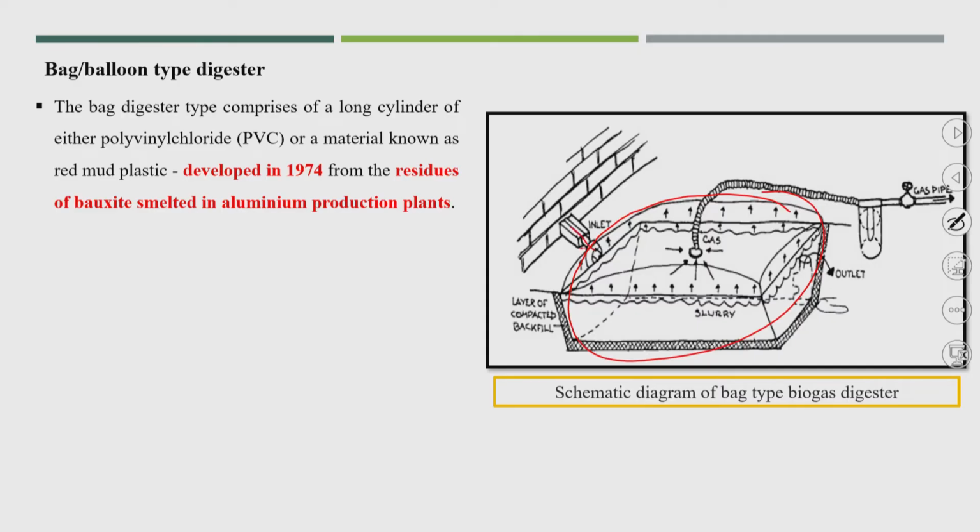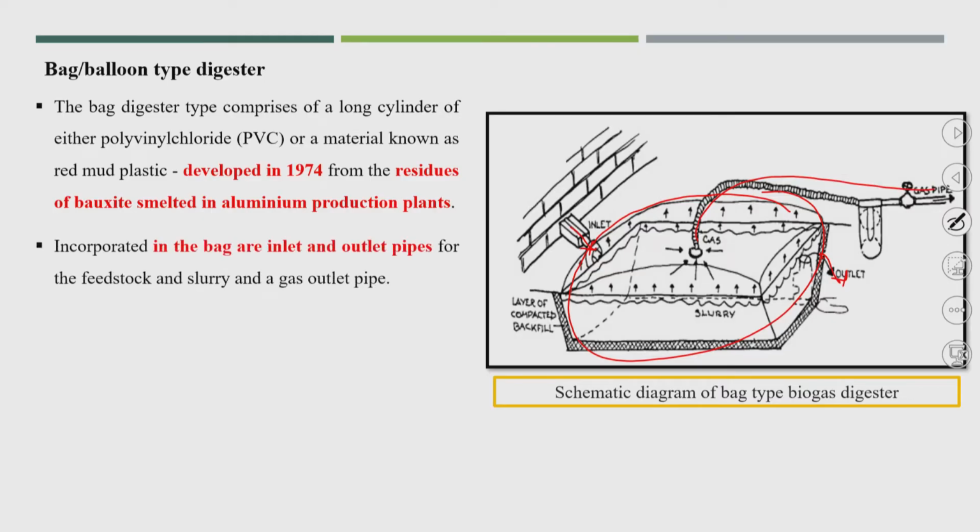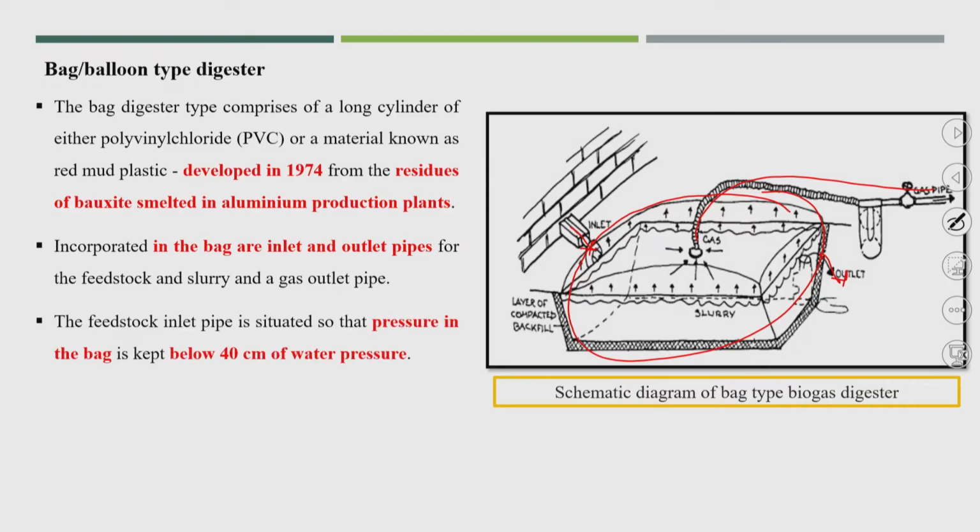So, here the waste will enter into the balloon and degradation will take place inside the balloon, and the gas will be produced, and there will be one outlet. From that, from time to time the gas will be collected. Also, this is only a simple digester. Incorporated in the bag are inlet and outlet pipes for the feedstock and slurry, and a gas outlet pipe. The feedstock inlet pipe is situated so that pressure in the bag is kept below 40 centimeter of water pressure. That is important for the inlet pipe.